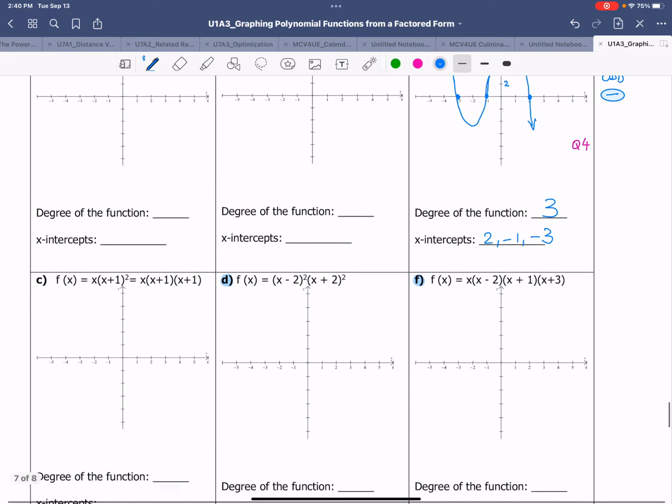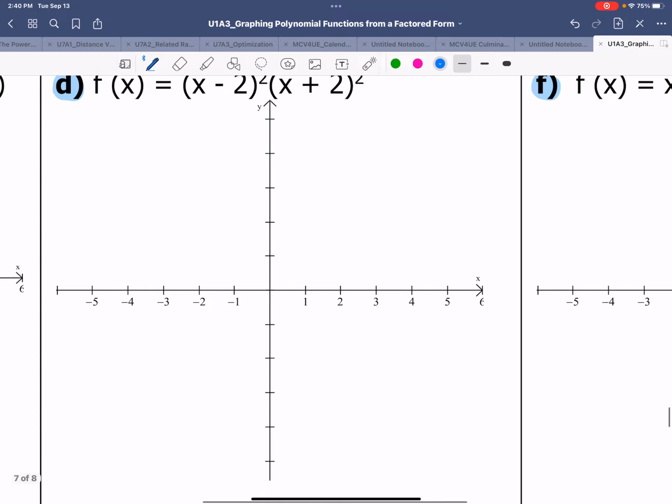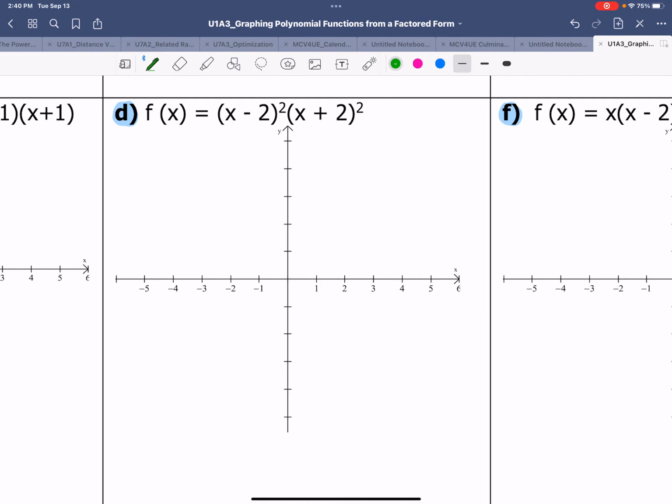Moving on to the next equation, we're looking at f of x equals x minus 2 squared times x plus 2 squared. So the degree of this function is 4.